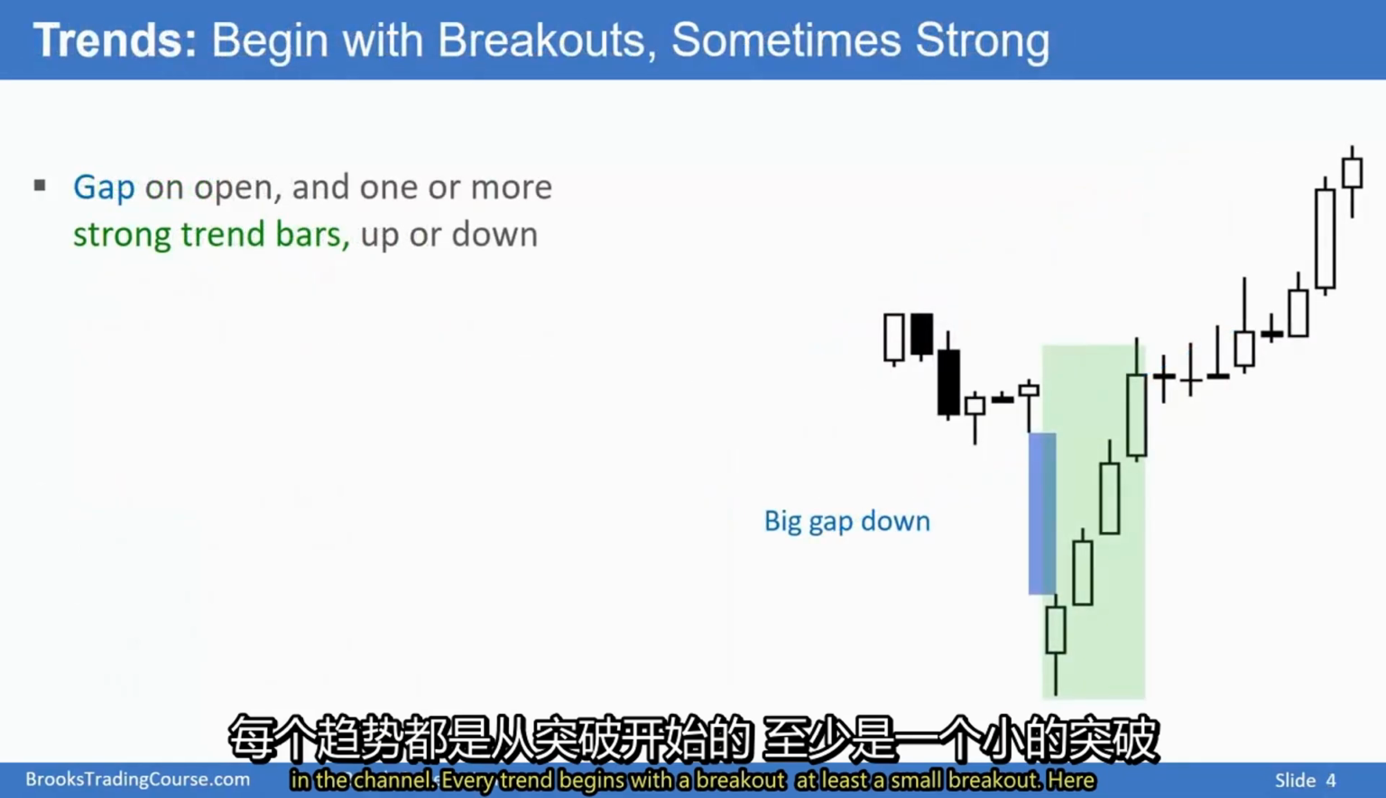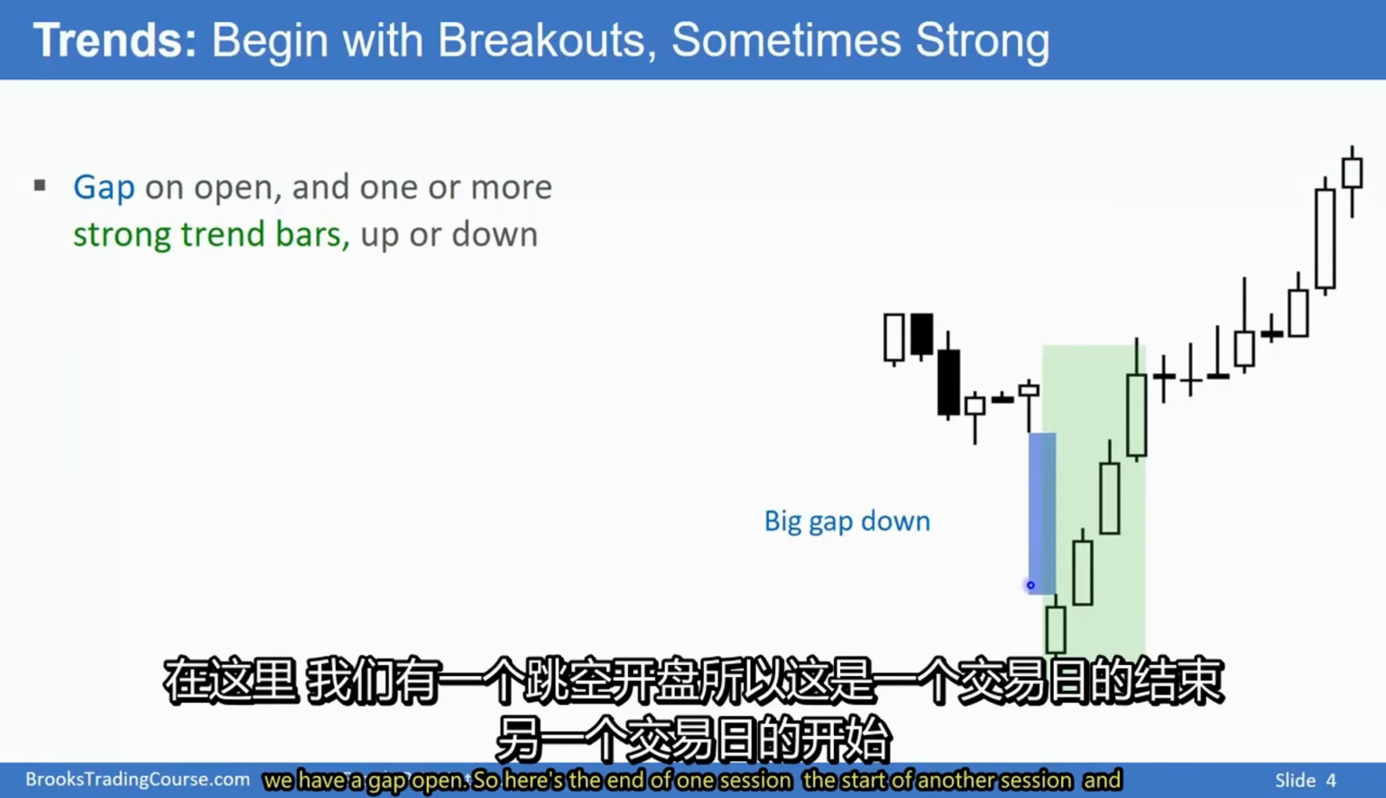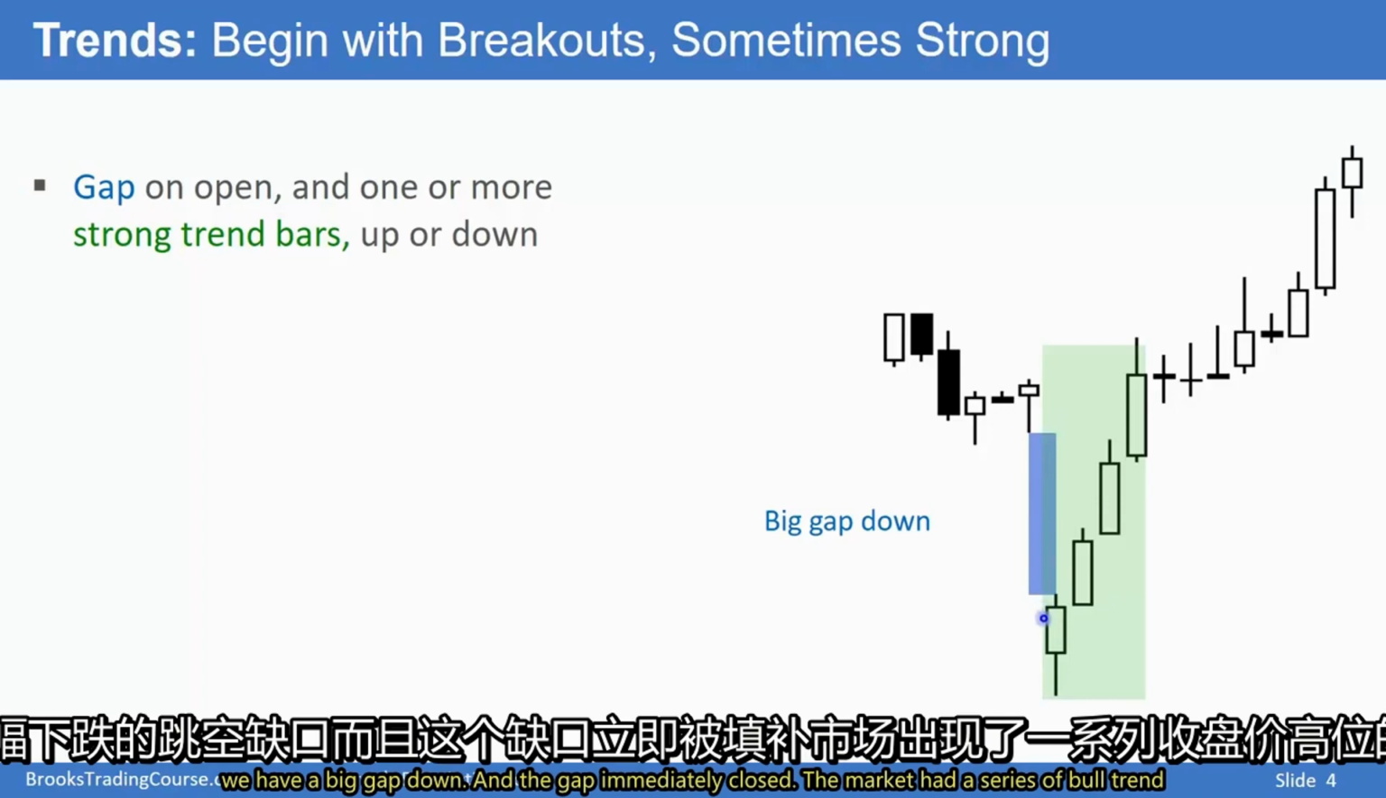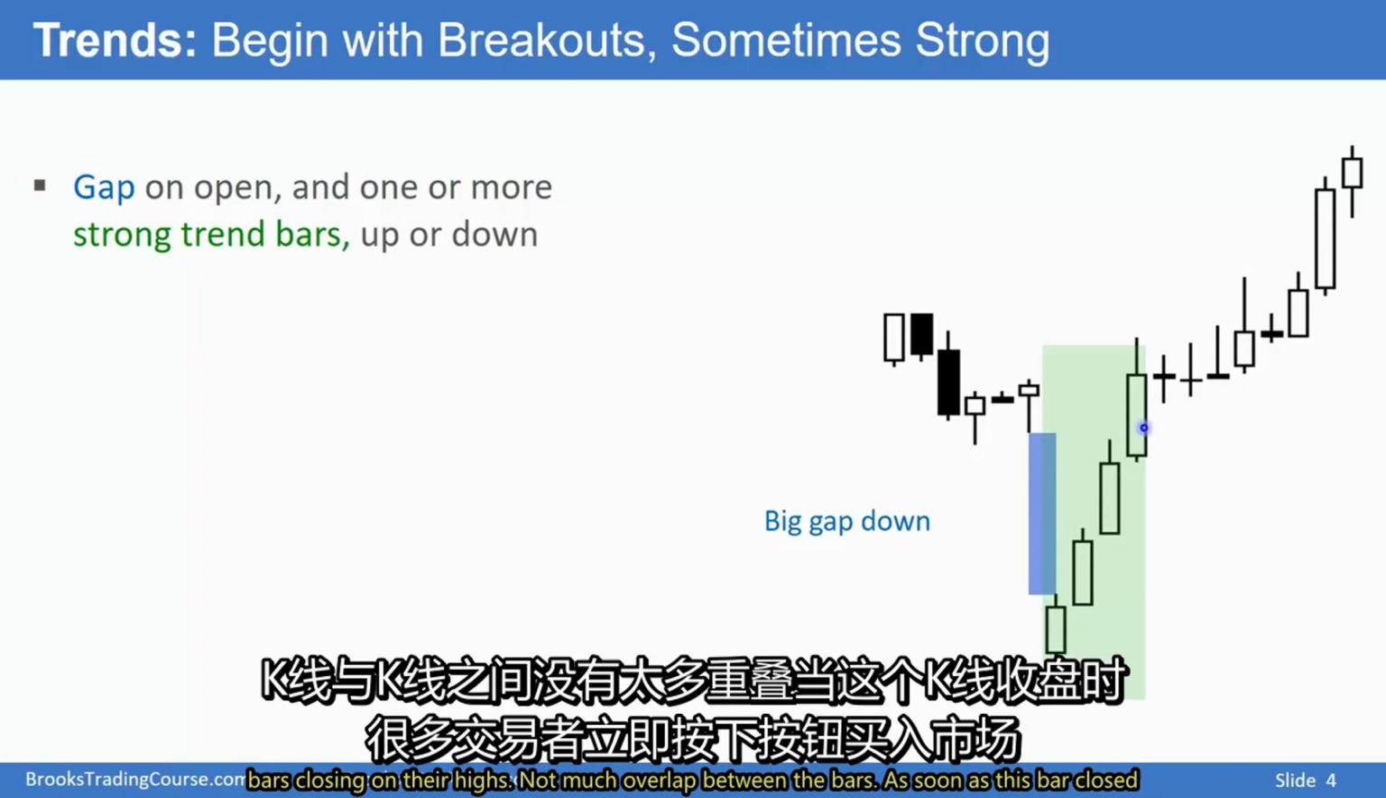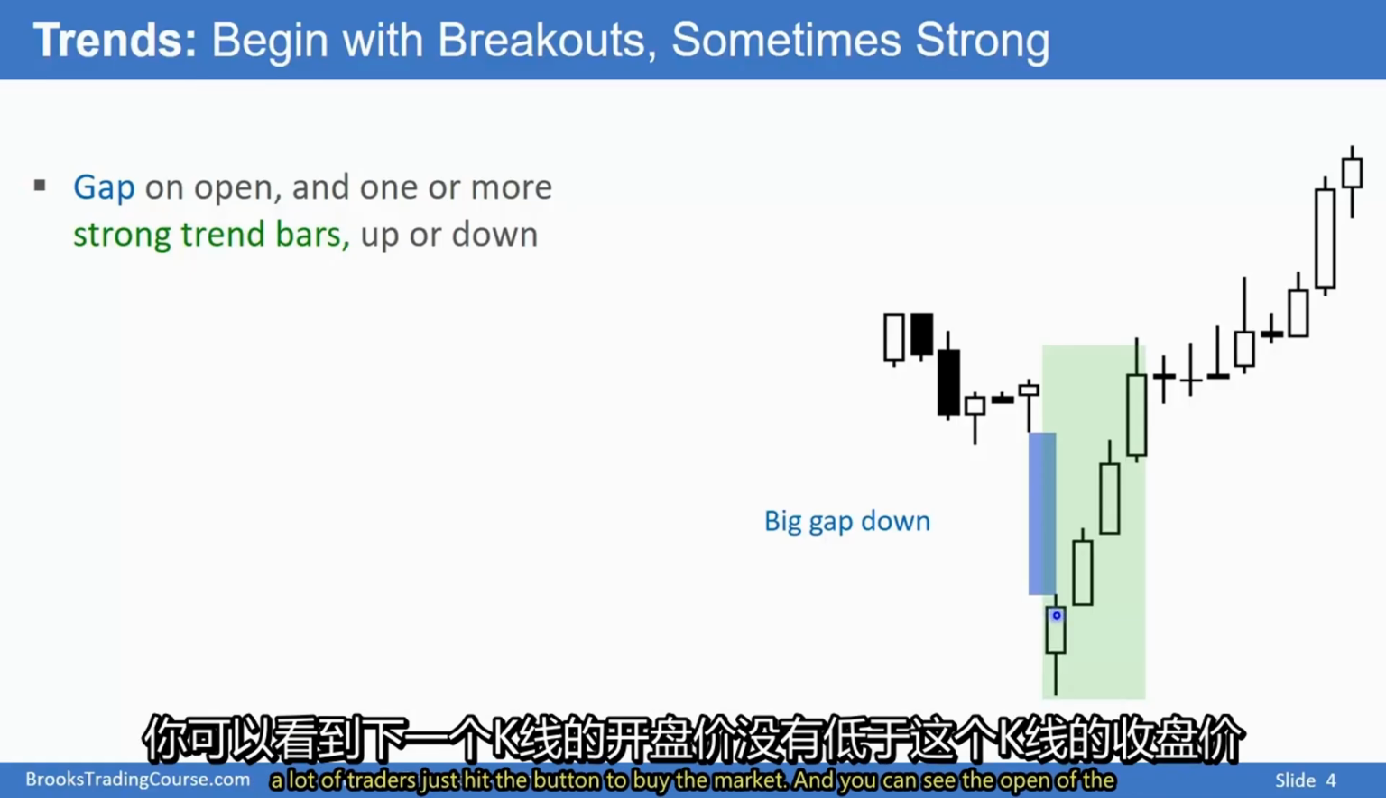Every trend begins with a breakout, at least a small breakout. Here we have a gap open. So here's the end of one session, the start of another session, and we have a big gap down. And the gap immediately closed. The market had a series of bull trend bars closing on their highs. Not much overlap between the bars. As soon as this bar closed, a lot of traders just hit the button to buy the market.